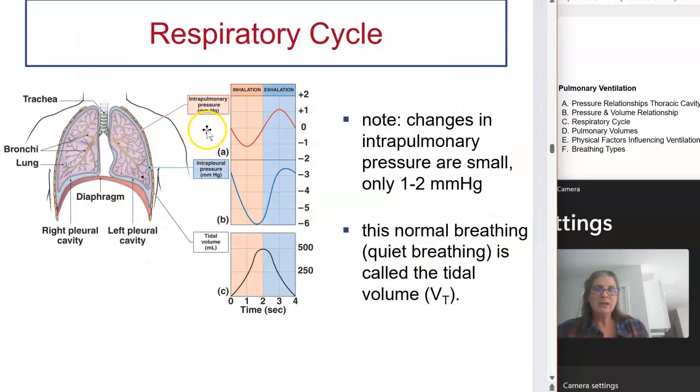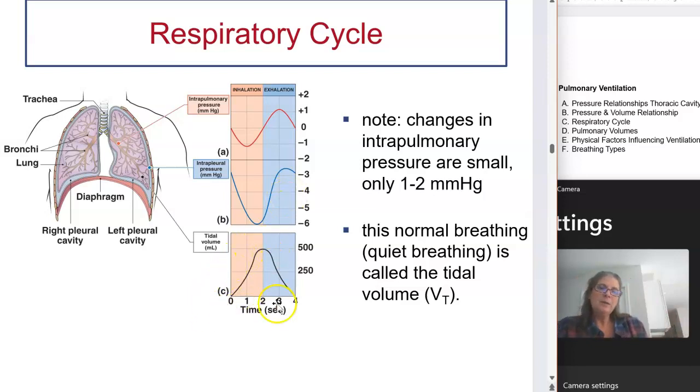So if we look at this view, you can see the pressure changes. For inhalation, the pressure falls. We're looking inside the lungs, intrapulmonary and the alveoli. It decreases, and in exhalation, it goes up. And it's not much of a change at all, 1 to 2 millimeters of mercury. Now, just a note, intrapleural is always negative, remember. It just becomes more and more negative.